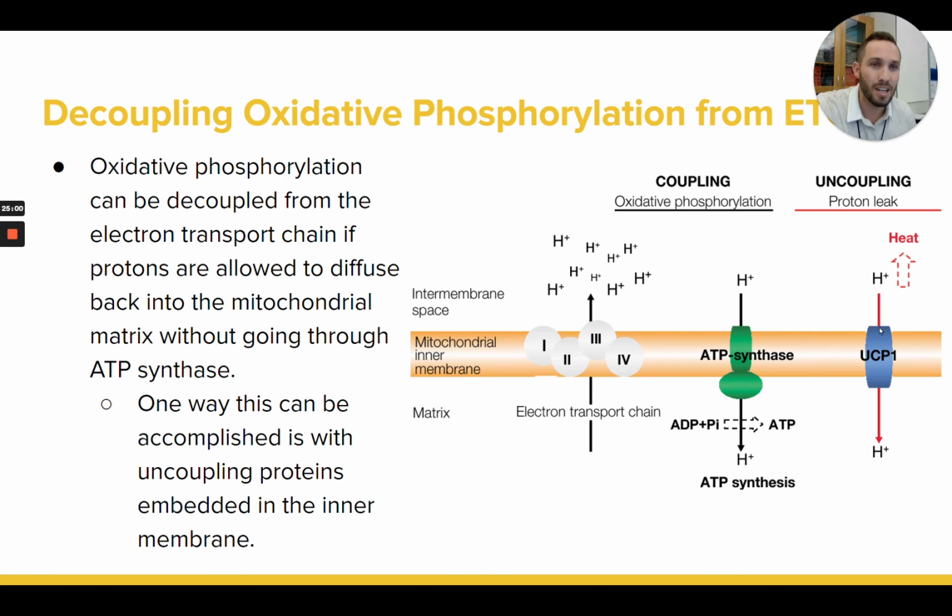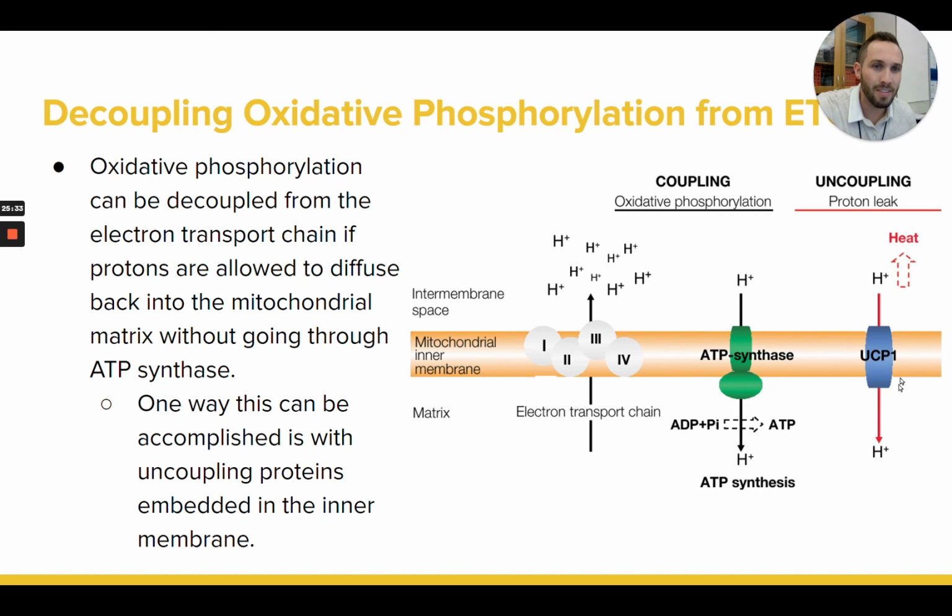So if you look here, there's these things called uncoupling proteins. These uncoupling proteins are proteins embedded on the inner membrane of the mitochondria, just like the rest of these guys. And they actually let the hydrogen ions sneak back into the matrix without powering the production of ATP. So instead of going through ATP synthase, they can go through these uncoupling proteins, which sometimes we call proton leaks because they're letting these protons leak back into the matrix. That's what decoupling means. And so that's going to result in less ATP being made.